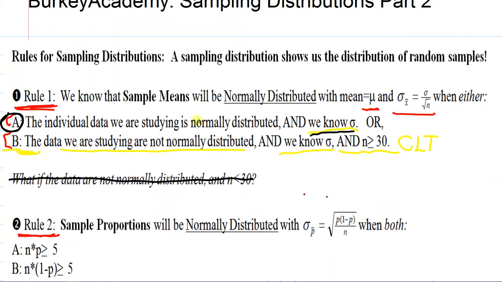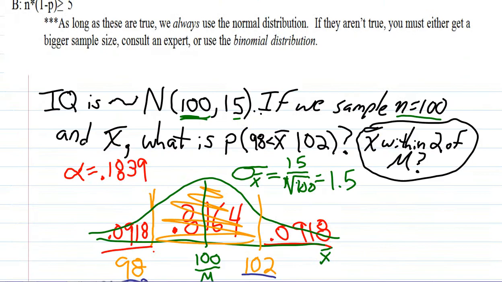Okay? Now, that's what we do if we're studying something in case A. The individual data we're studying is already normally distributed. Well, what if it's not normally distributed? Like income, for example. So let's go and look at another problem. Suppose our job is to take a sample of some data from people's incomes. Now, incomes are not normally distributed. They are very skewed right in every data set I've ever seen.